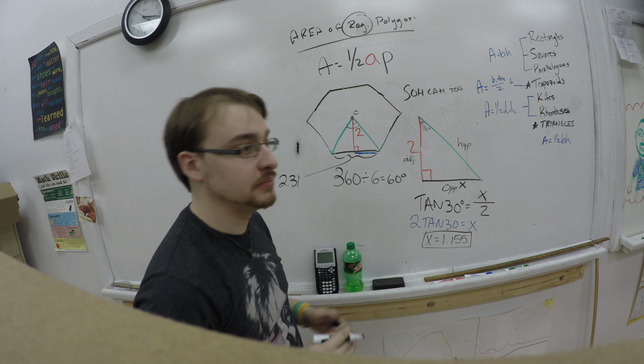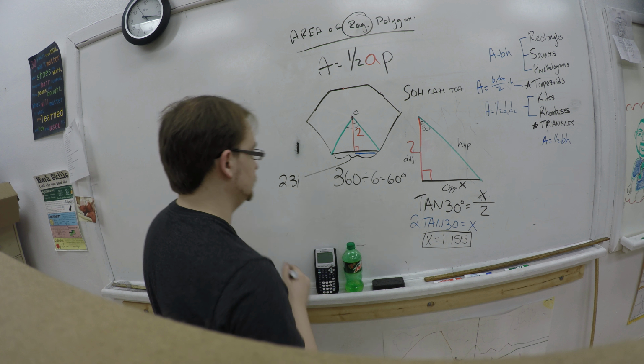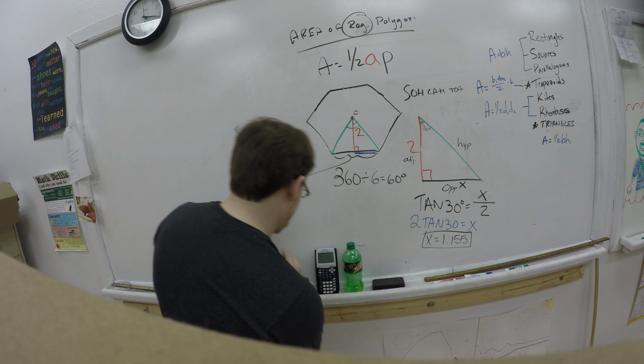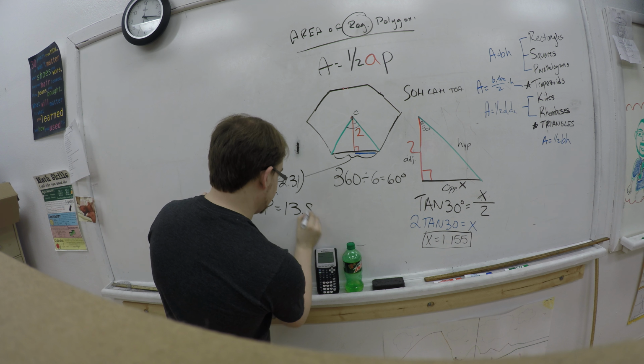How do we find the perimeter? Yeah. Multiply by the number of sides. 6 times 6. P is 13.86.